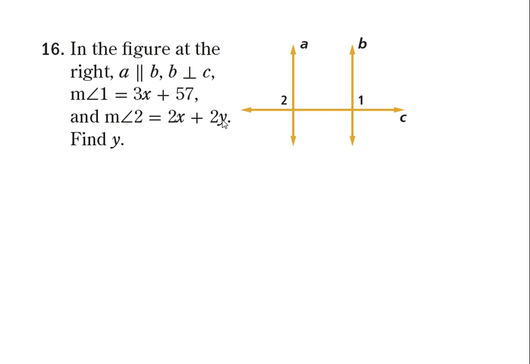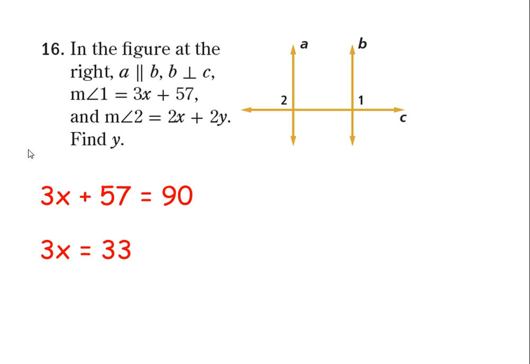The first thing we're going to do is find x, because we can't find y unless we know what x is. So we have this 3x plus 57, and I'm setting 3x plus 57 equal to 90. The reason is that angle 1 is 3x plus 57, as stated right here, and angle 1 is also 90 degrees, because line B is perpendicular to line C. So angle 1 is two things: it's 90 degrees because of this, and it's 3x plus 57 because of this. Now we can solve for x.